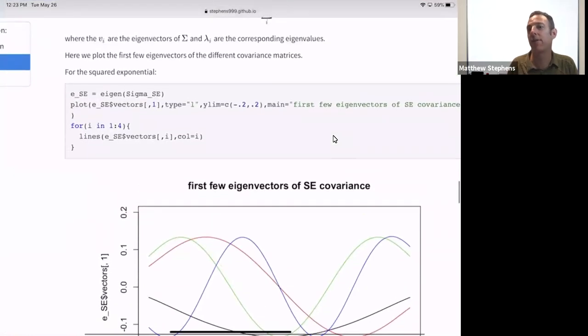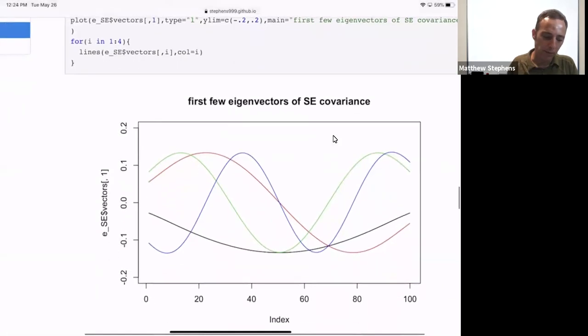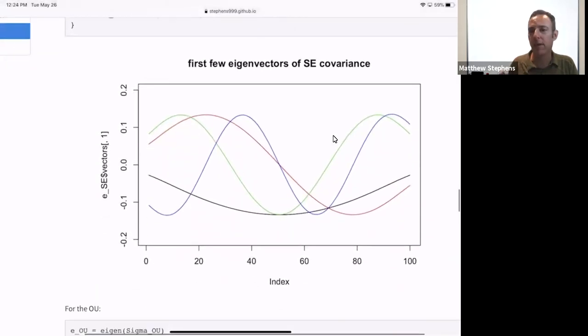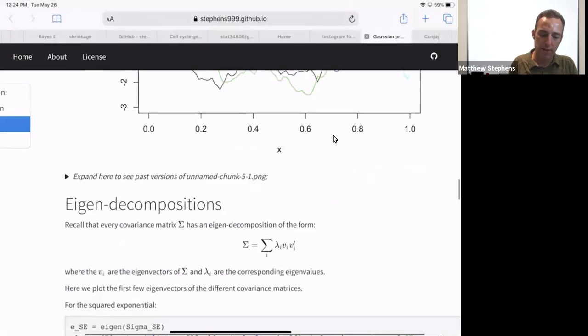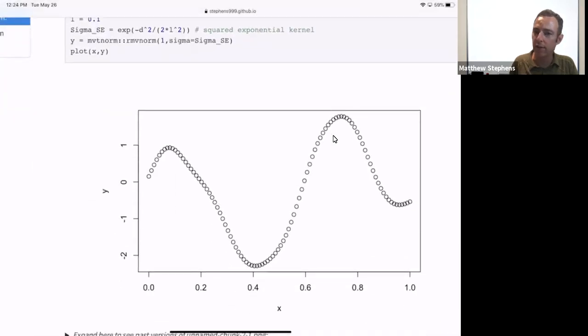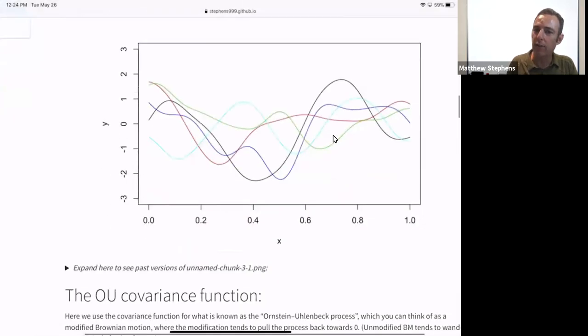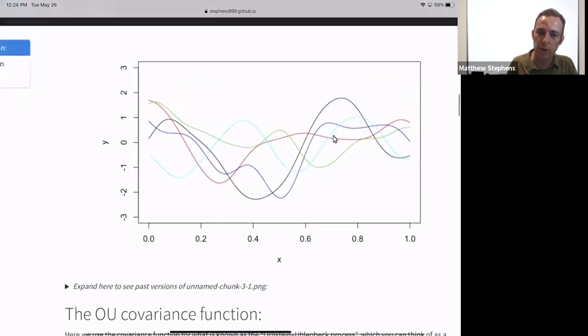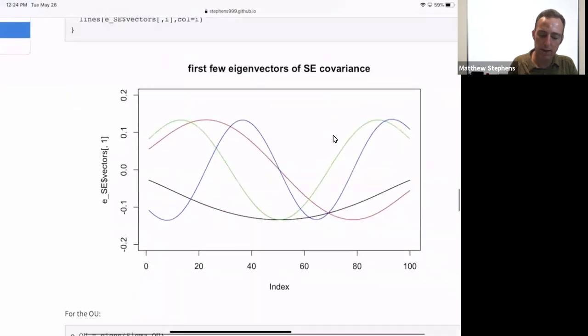I've done everything in discrete space because I can't work with infinite dimensional objects on a computer, but conceptually you could imagine taking the limit as we increase the number of these discrete points. Here are the eigenvectors of the discrete, but still high dimensional, covariance matrix that I got out of the squared exponential kernel. That's the one that led to these very smooth Gaussian process realizations. So here are the eigenvectors.